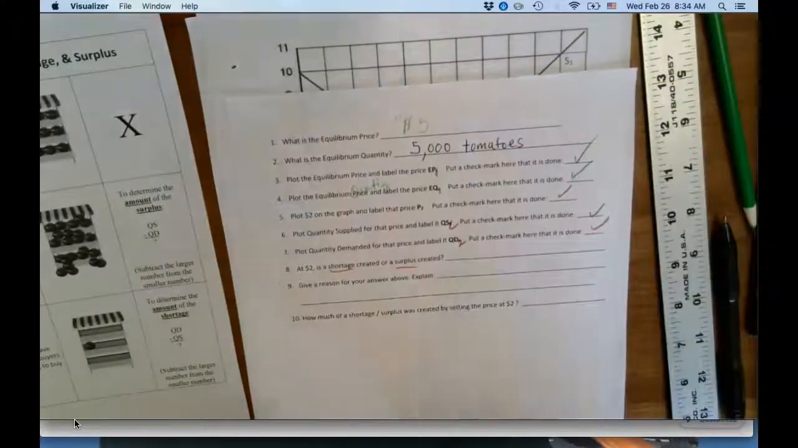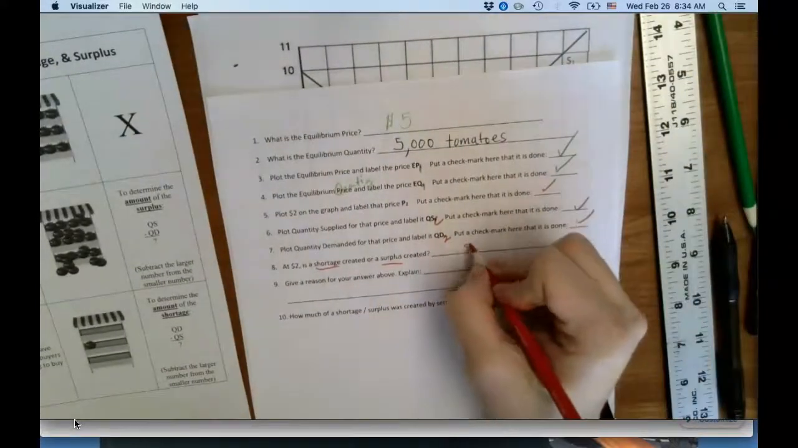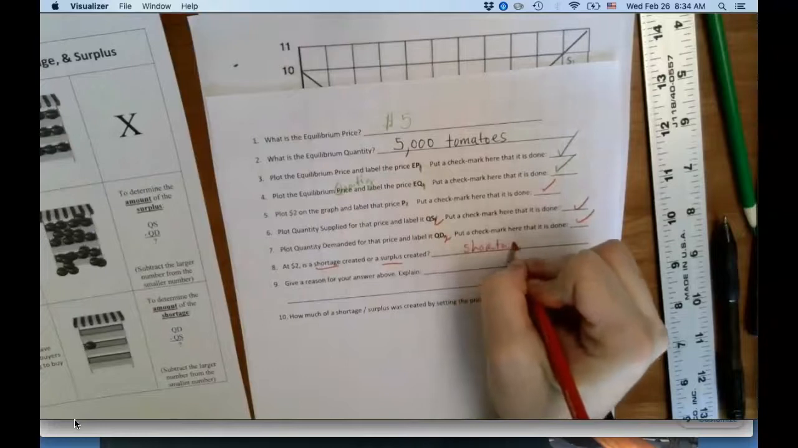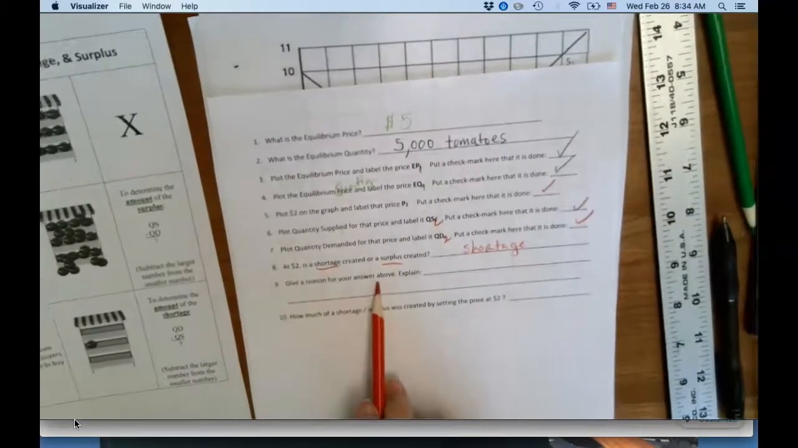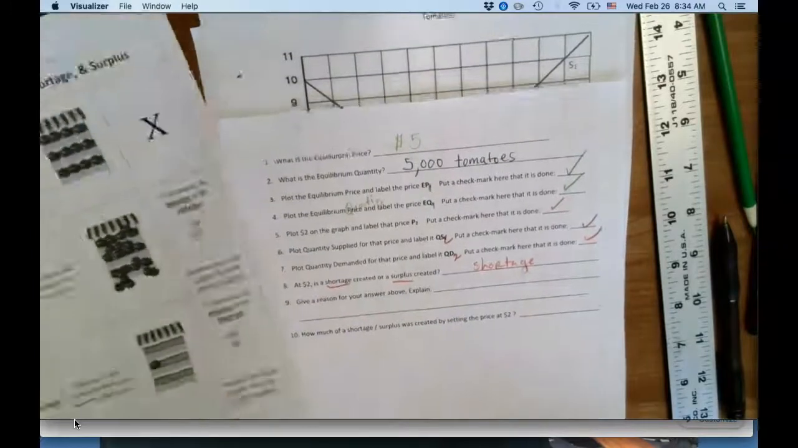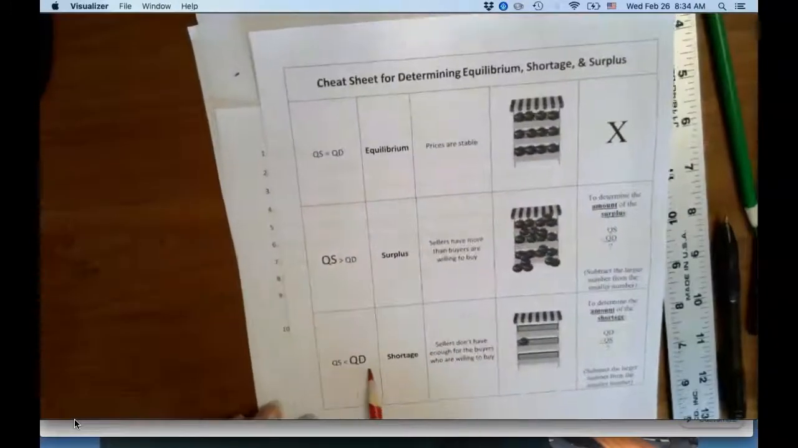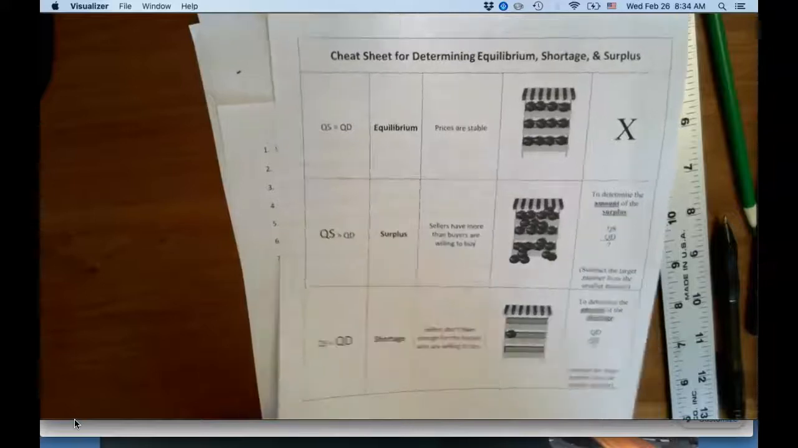So that's what we put here. We put shortage. What's the reason? Why do we say it's a shortage? Then you put in full English, full sentence, quantity supplied is less than quantity demanded.